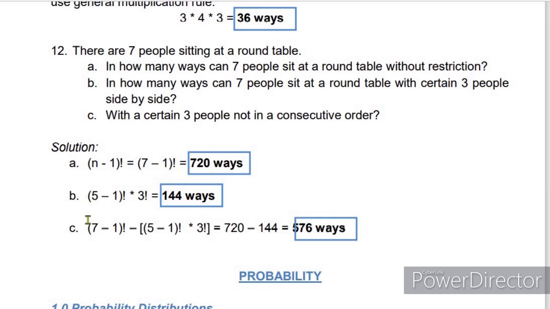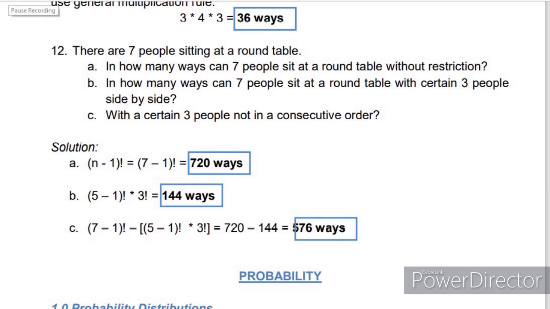Next, letter B. In how many ways can 7 people sit at a round table with certain 3 people side by side? So here we will get the permutation of the 3 persons. Okay, the 3 persons, we will multiply them with what? The remaining 5 persons.